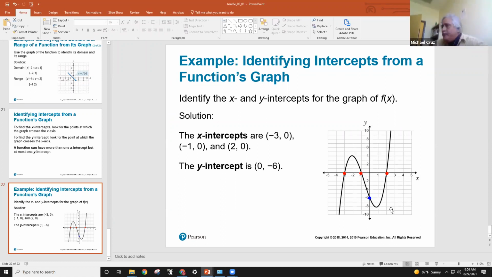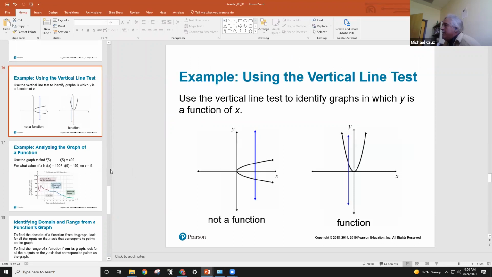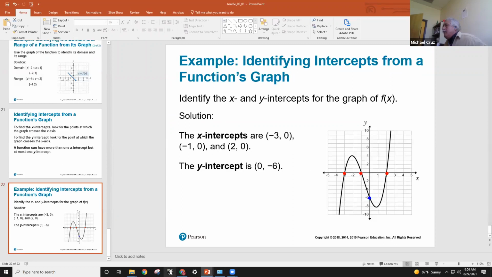Now, on the y-axis, there's only one, and this is the way it should work for a function. Only one y-intercept. Because you realize back up here, when we were looking at this one, well, that's not a good example. Let me draw one out for you.